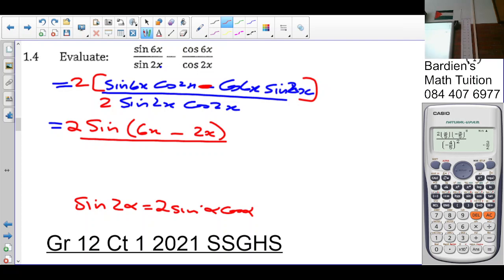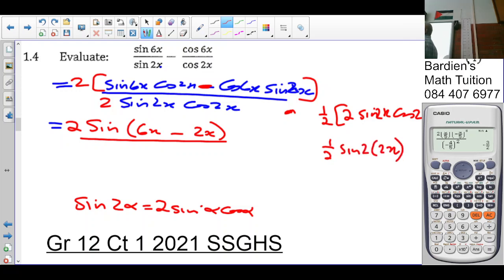Otherwise, what I could have done here was I could have said a half into 2 sine alpha cos alpha. In this case, it would have been 2x. It would have been just a half sine 2 times 2x. Can you see that, people? Otherwise, having that top on there is the same as multiplying it by a half. Okay? So 2 sine 2x cos 2x is simply going to be sine 2 times 2x.